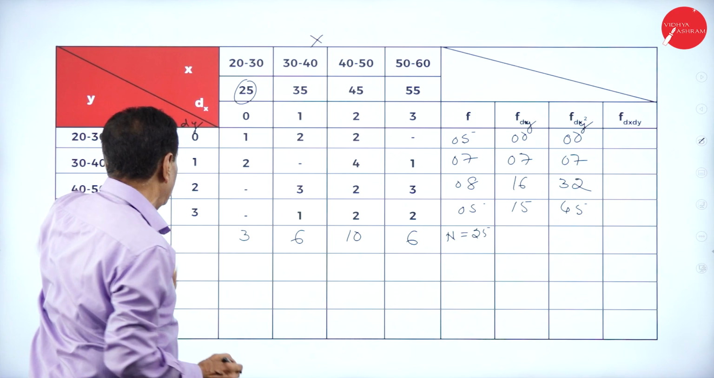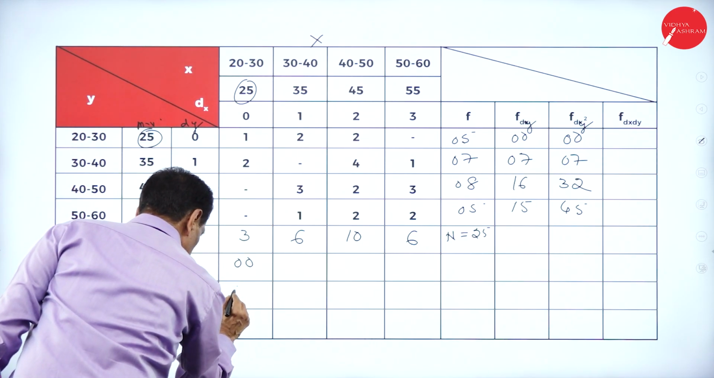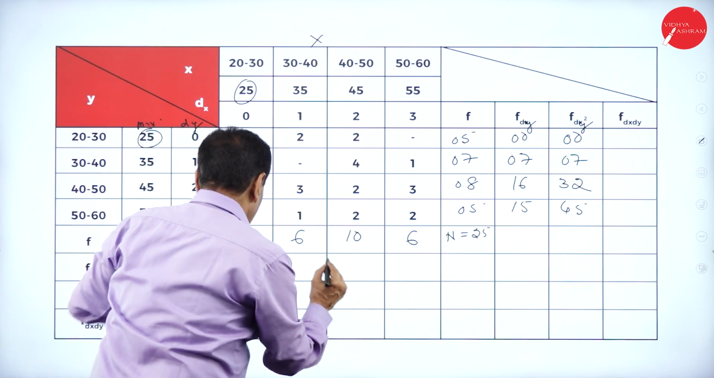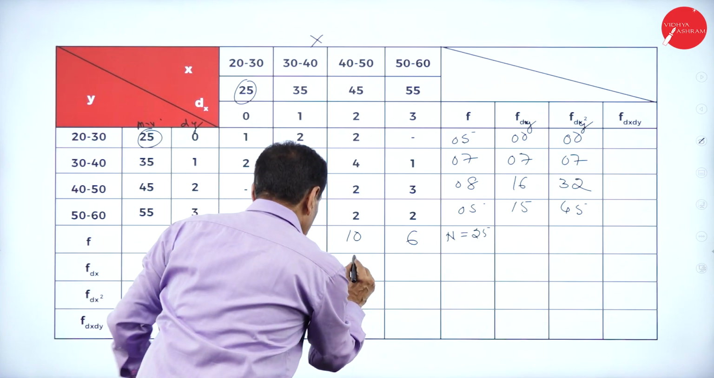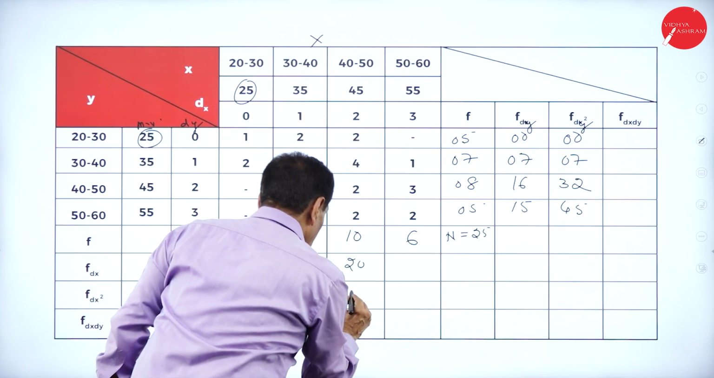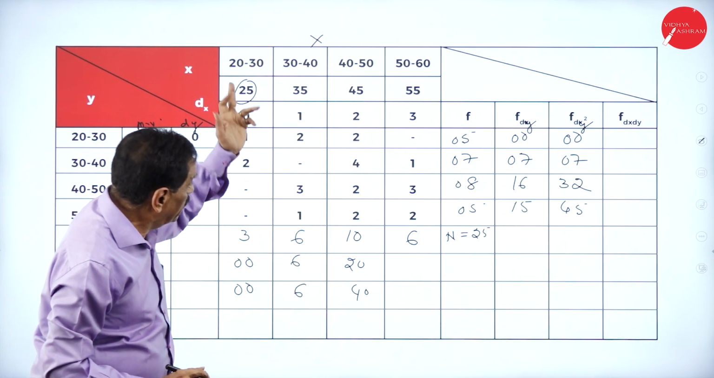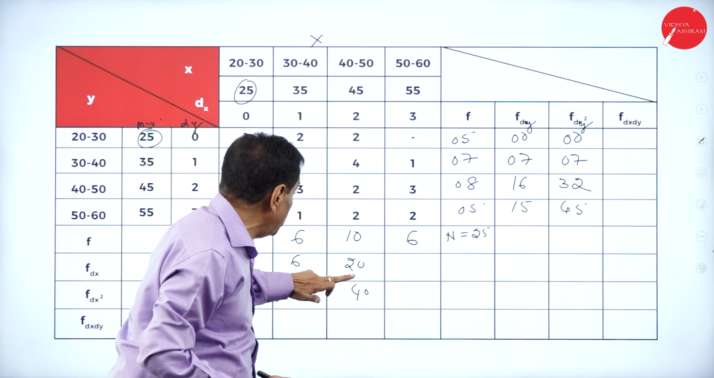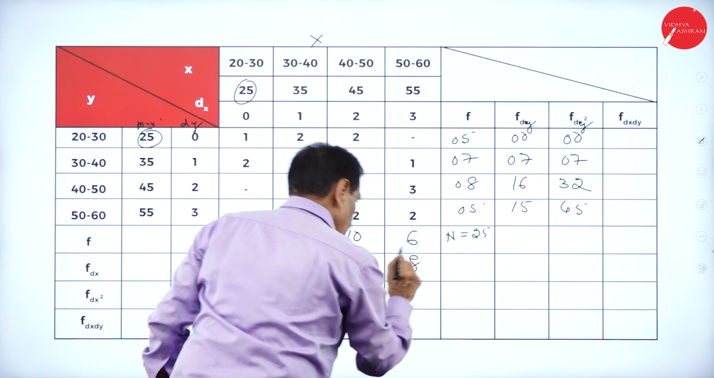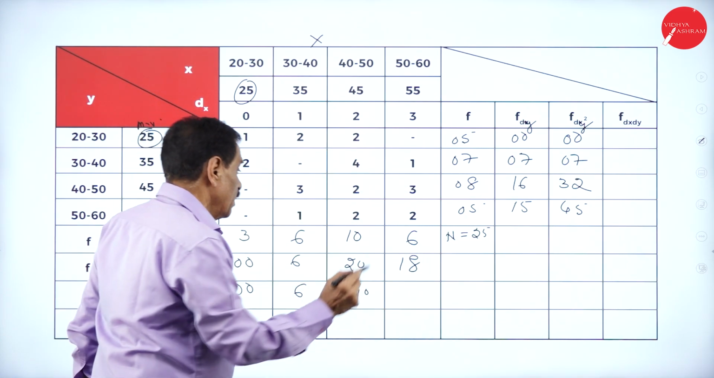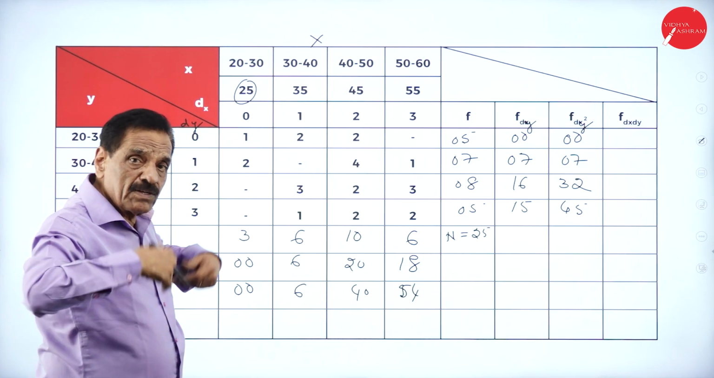Same thing you have to do for f dx, this is for the deviation of x. 3 into 0 is 0, 0 into 0 is 0, 6 ones are 6, 6 ones are 6, 10 twos are 20, 20 twos are 40. Same number you have to repeat. 6 threes are 18. What is the next step? 18 into 3 is 54. This is the method you have to follow. Same number you have to make.